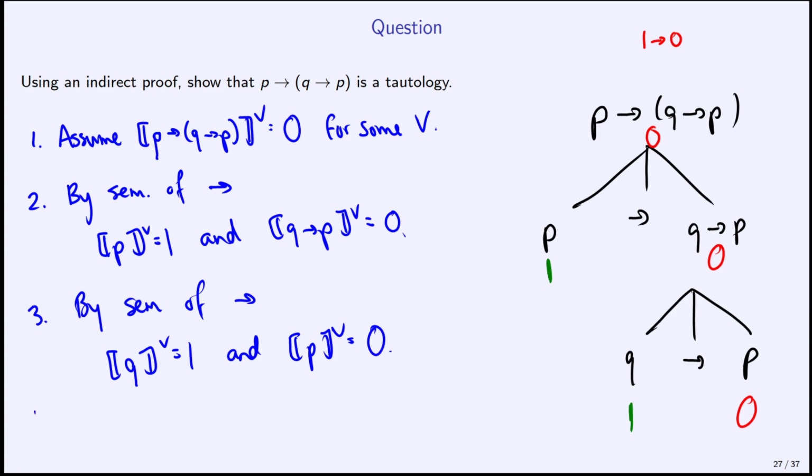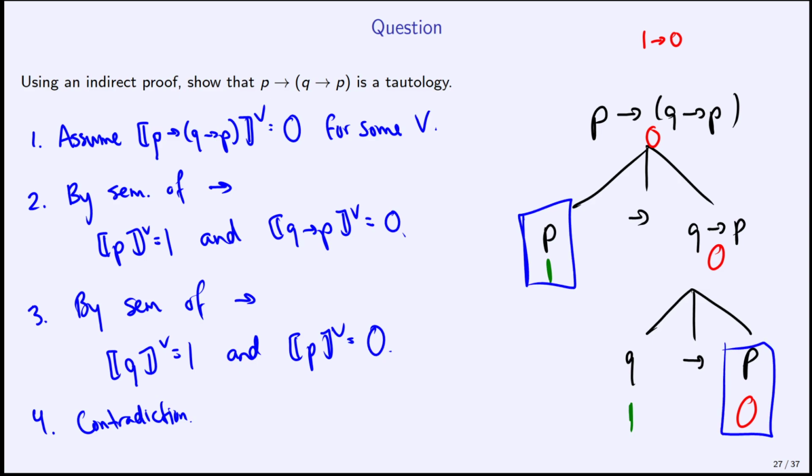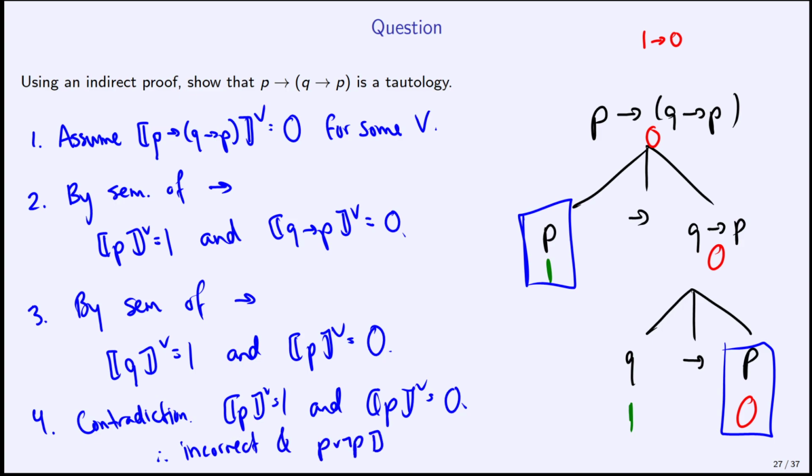Okay, at this point, we have a contradiction. Where's our contradiction? Well, what do we have here? We have P is true and we have P false at the same time. So P is true and P is false. Therefore, our assumption is incorrect, and P or not P is true in every row.